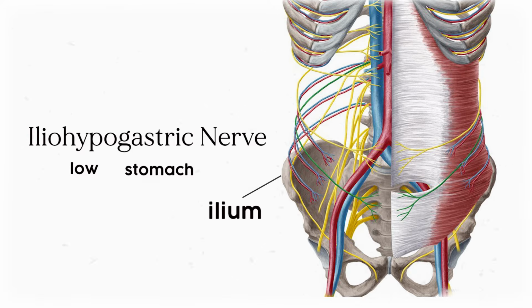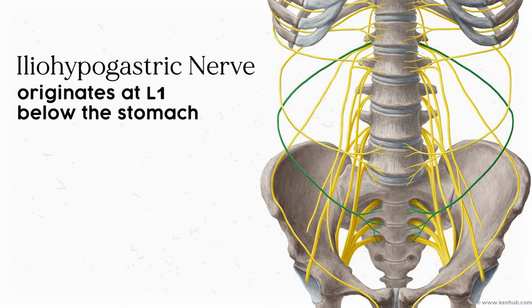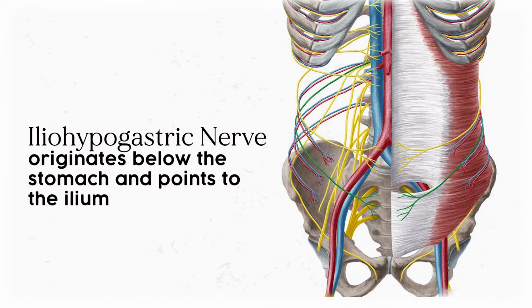This nerve is for sure pointing to the ilium, but the hypogastric part refers to where it starts. Remember that it originates mostly at L1, which is lower than the most inferior part of the stomach. That makes it hypogastric, or below the stomach. So all in all, the iliohypogastric nerve is a nerve that points to the ilium, starting below the stomach.